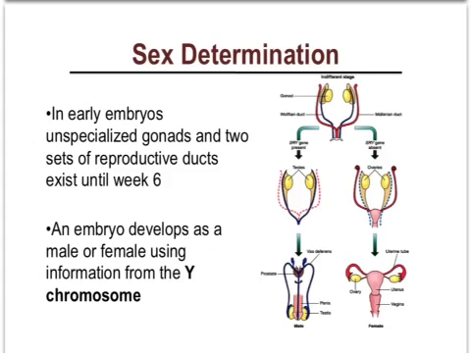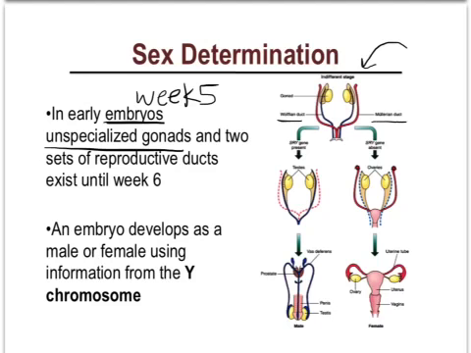And those sex chromosomes are extremely important for sex determination. So again, this illustrates human development. So in early embryos, this is about week 5, we all develop unspecialized gonads. That's over here, right? Those 2 circular structures, which could either go on to form testes or ovaries. But right now, they're unspecialized. You have that, and you also have 2 sets of ducts. And so we see here the Wolffian duct and the Mullerian duct. So you got both of them. And those hang around until about week 6.